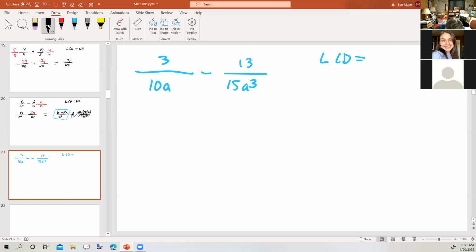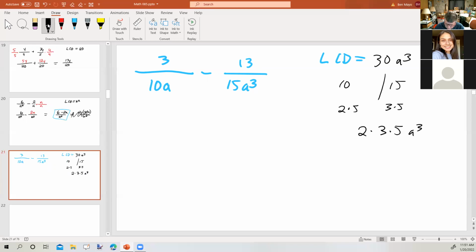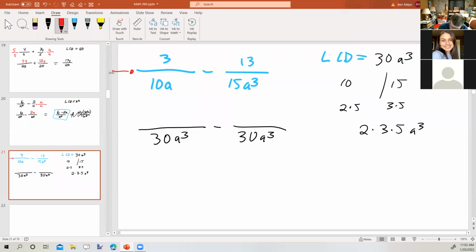Well, let's see. 10 is 2 times 5. 15 is 3 times 5. So I need a 2, a 3, and a 5. And then the largest power of a there would be a cubed. So it's going to be what? 30a cubed. Are we okay with how I got that? All right. What do I need to multiply 10a by to make it into 30a cubed?